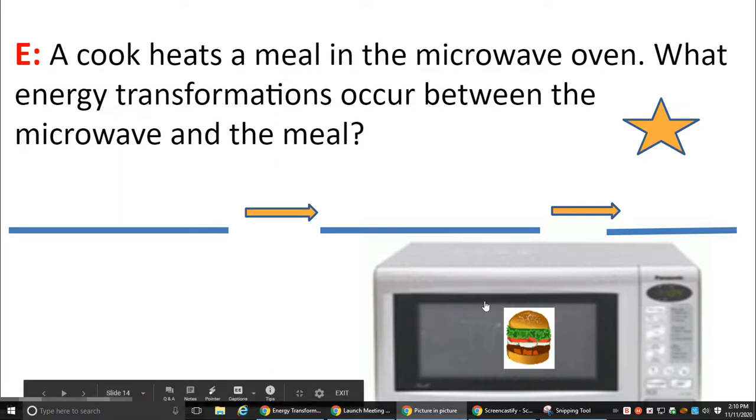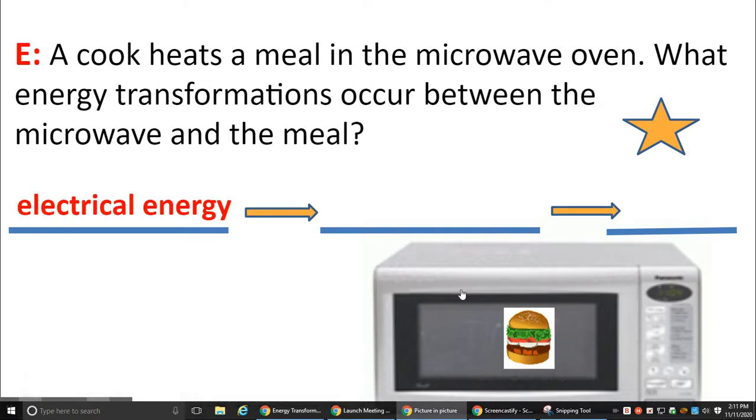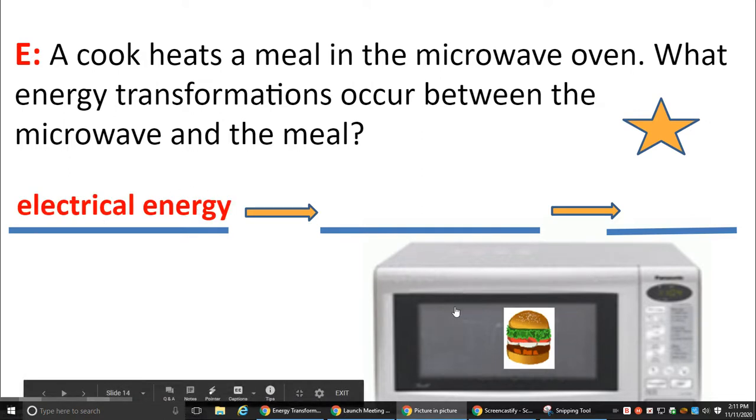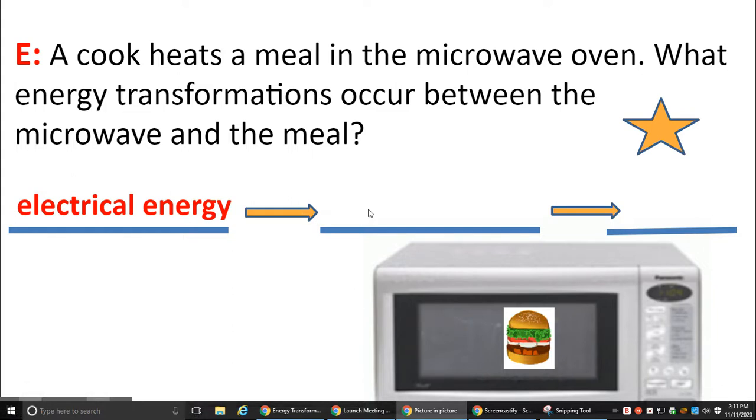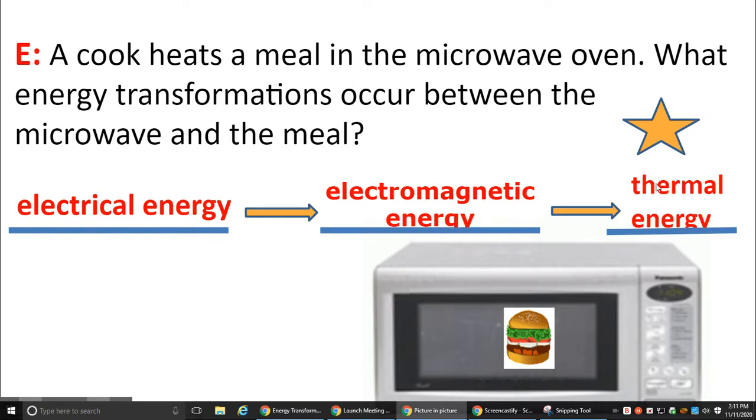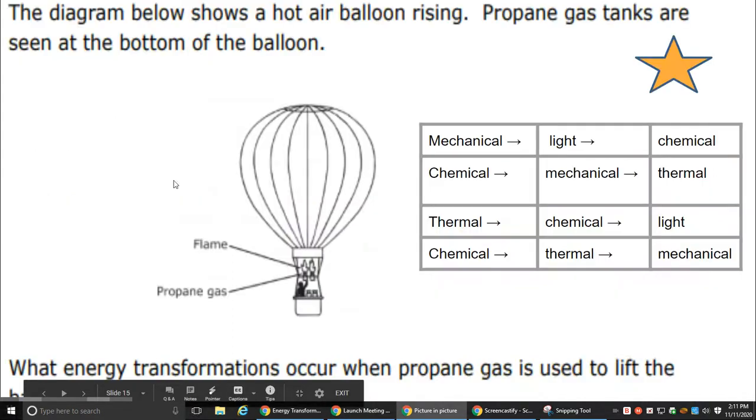A cook heats a meal in a microwave oven. What energy transformations occur between the microwave and the meal? So what type of energy do we need for a microwave? Electrical energy, because we plug it into the wall. That electrical energy is then converted into electromagnetic energy, which then is converted into thermal energy, heat, to heat the food. Okay, so electromagnetic energy would be the microwaves that then get converted into thermal energy.